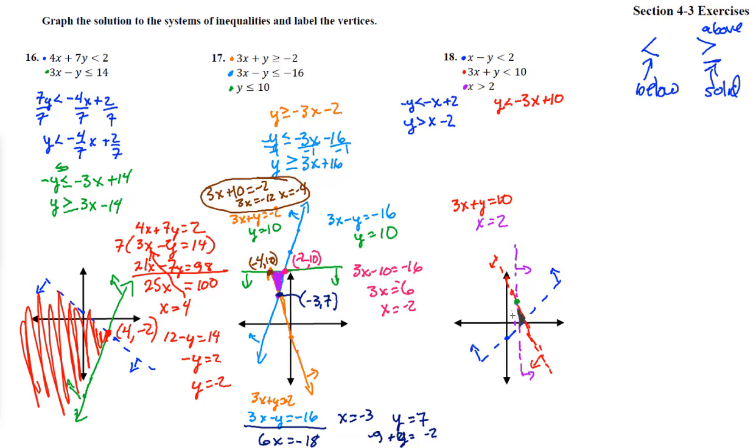Notice we're right on lines. Even though these are not technically part of the answer in here, that is the corner of the answer. So let's go ahead and substitute this in. So 2 goes in for x, and we get 6 plus y equals 10, y equals 4. So the green one is 2, 4.